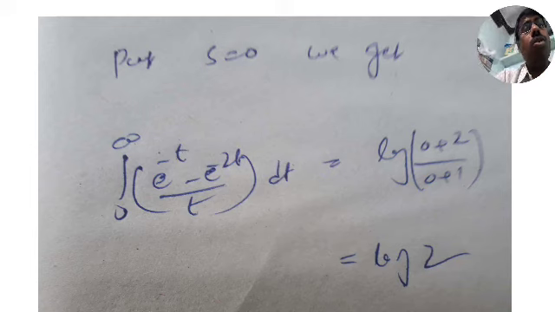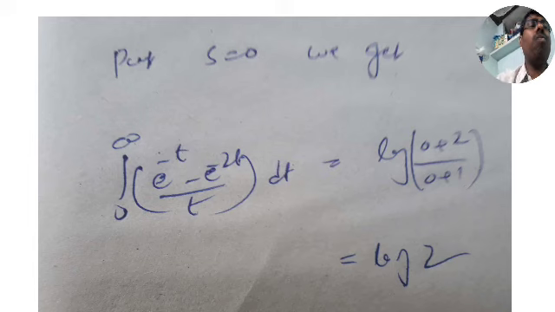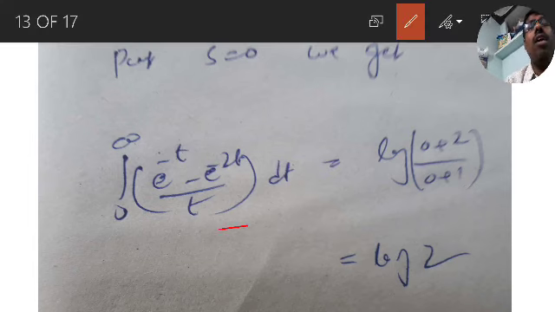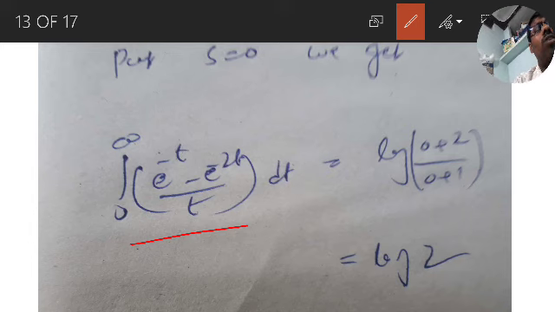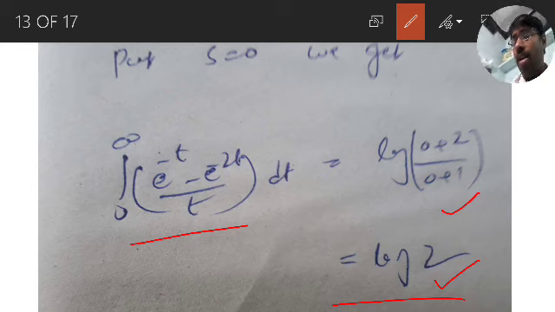Put s equal to 0 in the Laplace transform of the integral. On the left side, e power of minus st becomes 1. Therefore, integration 0 to infinity of (e power of minus t minus e power of minus 2t) by t, put s equal to 0, is log of (0 plus 2) by (0 plus 1). 0 plus 2 is 2, 0 plus 1 is 1, so 2 by 1. So log of 2 by 1 is log 2. This is our integral value.